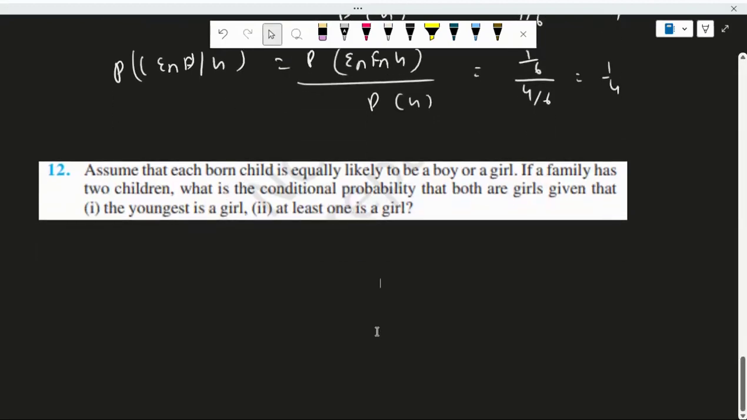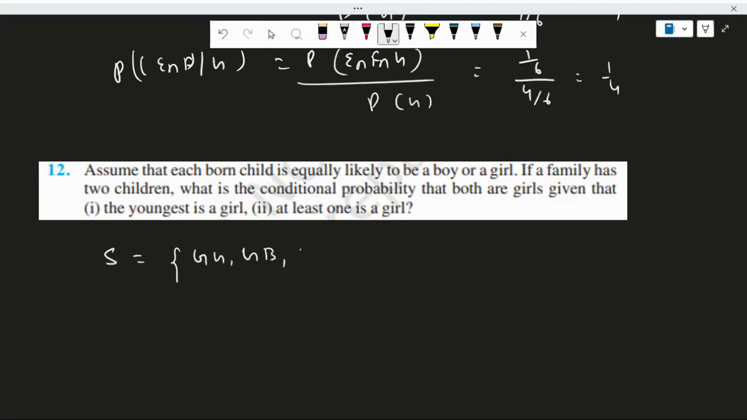Assume that each born child is equally likely to be a boy or a girl. If a family has two children, what is the probability that both are girls given that the youngest is a girl? So the sample space will be: both girls, first girl second boy, first boy second girl, both boys. Isn't it? Yes, sir.